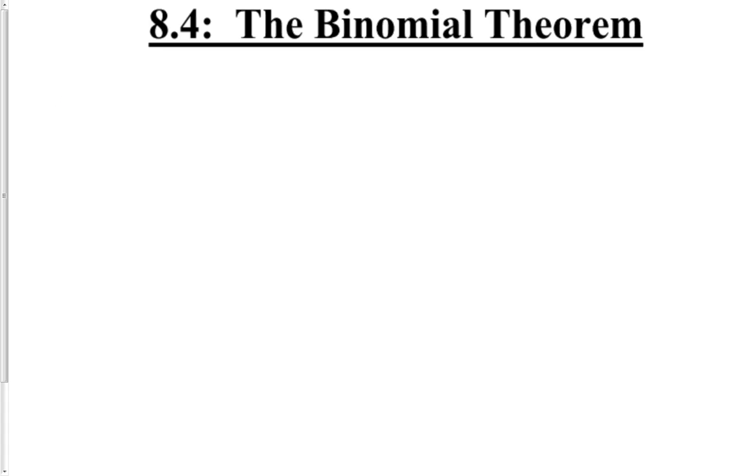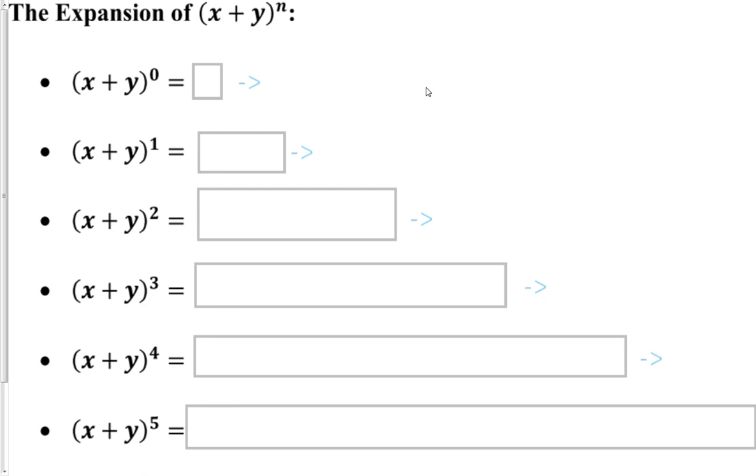Today's lesson is 8.4, the binomial theorem. Now the binomial theorem has to do with the expansion of x plus y to the nth power. There's a pattern to this that makes it very easy to find things such as x plus y to the fifth. Or, an example would be 2x minus 3y to the fifth.